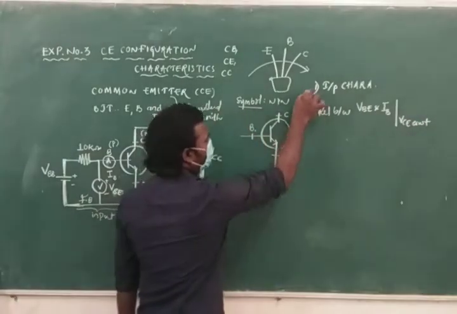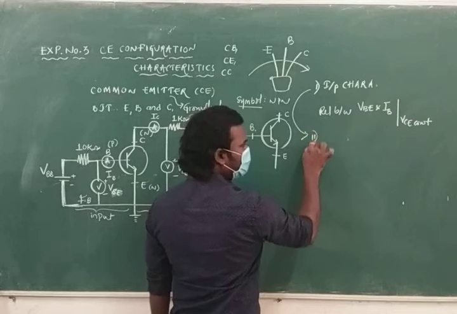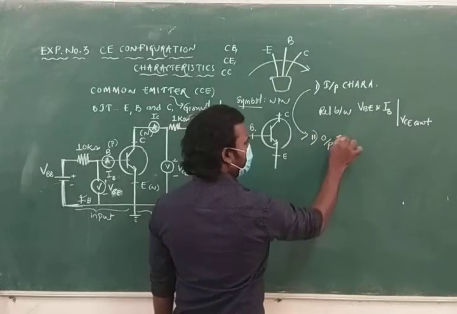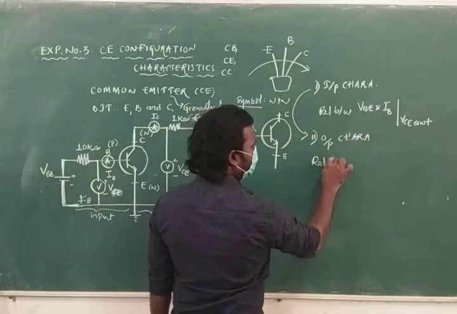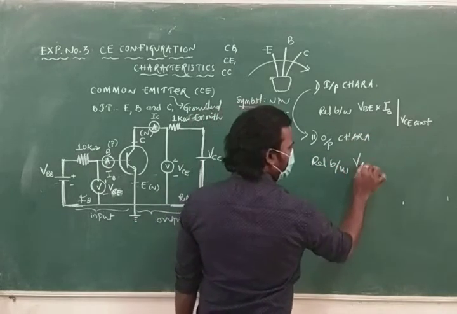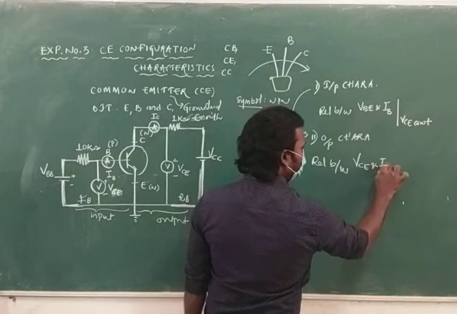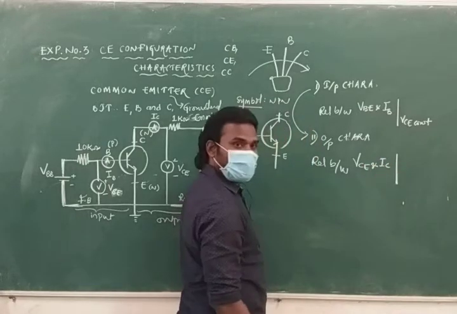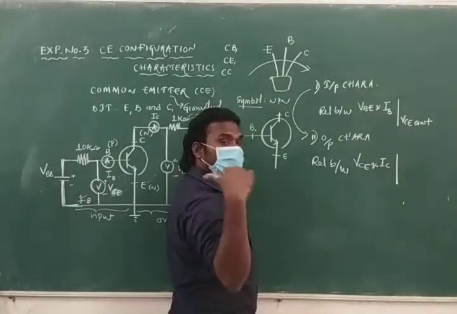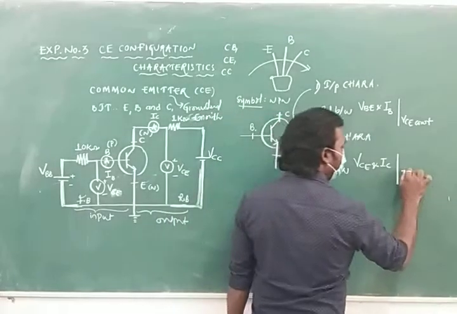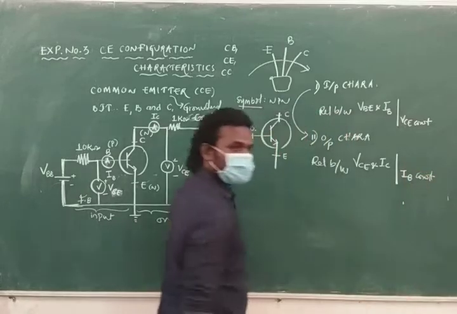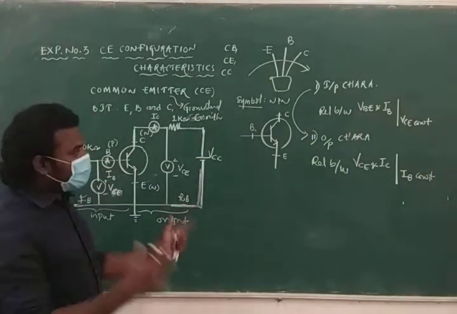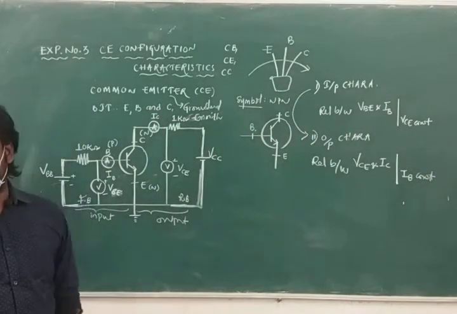Next we have to go with another characteristic, that is what? Output characteristics. Output characteristics means what? Relation between VCE and IC by keeping the input side current constant. What is the input side current? IB is constant. So likewise, this is the theory required to do the experiment.